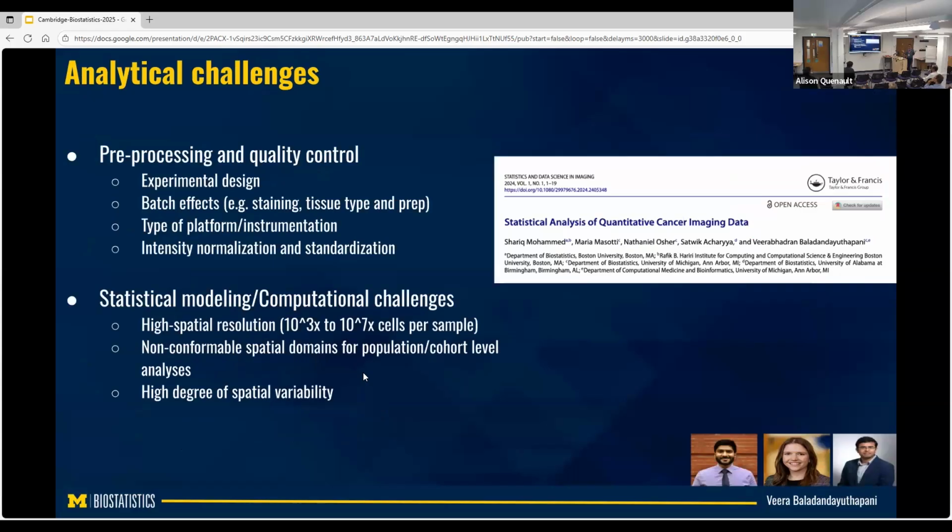There are a lot of analytical challenges with it, broadly bucketed into two types. One is, these are coming from machines, so there's the whole pre-processing and quality control aspect of this, and that can arise in many different ways. Of course, there's the design, like when it was collected, when the patient was assayed. That's critical to know. Batch effects and those sorts of things.